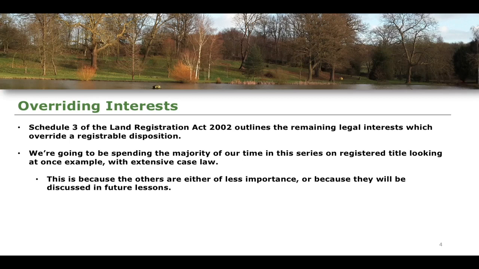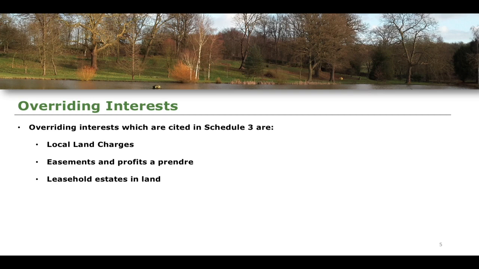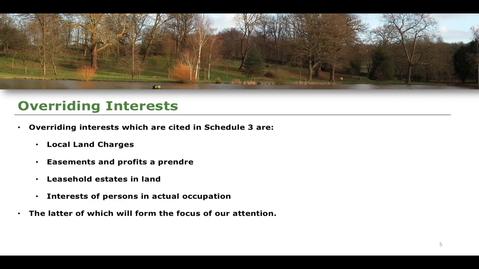We will also only talk about one major element of the Schedule 3 provision because the others are either less important or will be discussed in a future lesson. So you will see some of the key words that you will find in future lessons as part of the overriding interests. These interests include local land charges, easements and profits à prendre, leasehold estates in land, and interests of persons in actual occupation. We'll talk about leases and easements in future lessons.